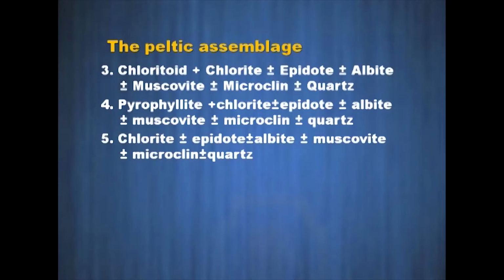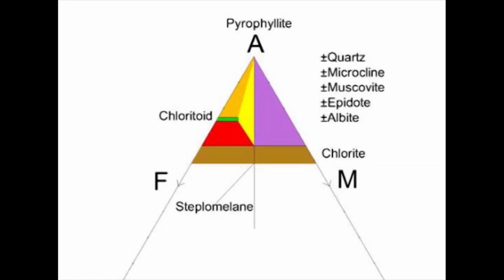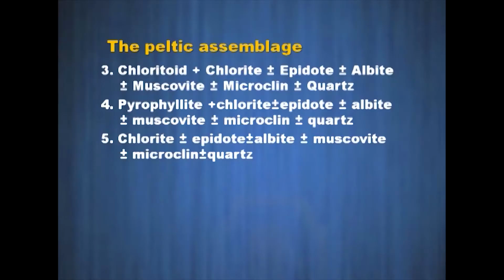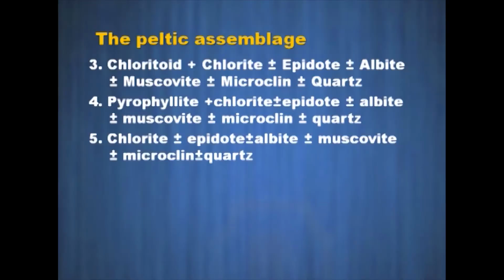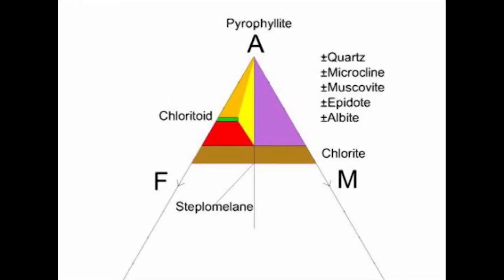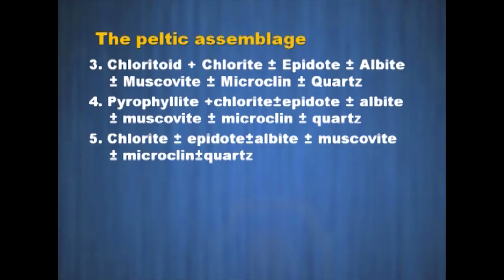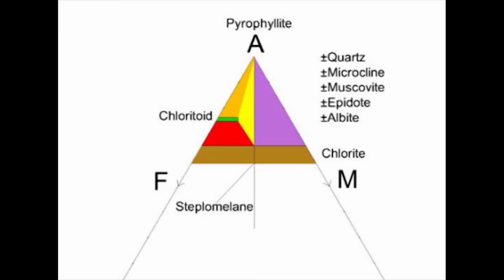Third assemblage is your chloritoid, chlorite plus or minus epidote plus or minus albite plus or minus muscovite plus or minus microcline and plus or minus quartz. This may be phyllite and schist depending upon the structure. Fourth assemblage is your pyrophyllite plus chlorite plus or minus epidote plus or minus albite plus or minus muscovite, microcline and quartz, may be phyllite and schist. Fifth is your chlorite, epidote, albite, muscovite, microcline, quartz, may be phyllite or schist.